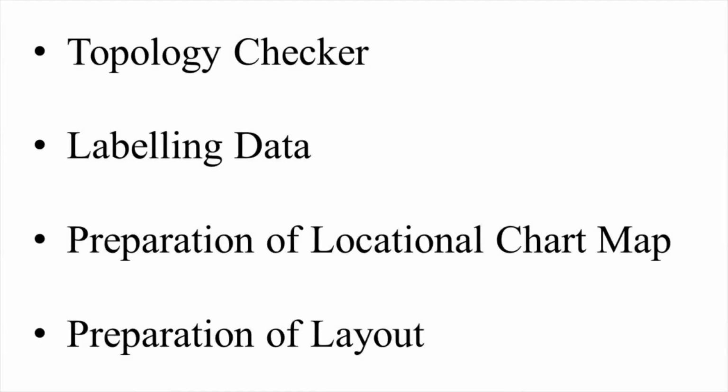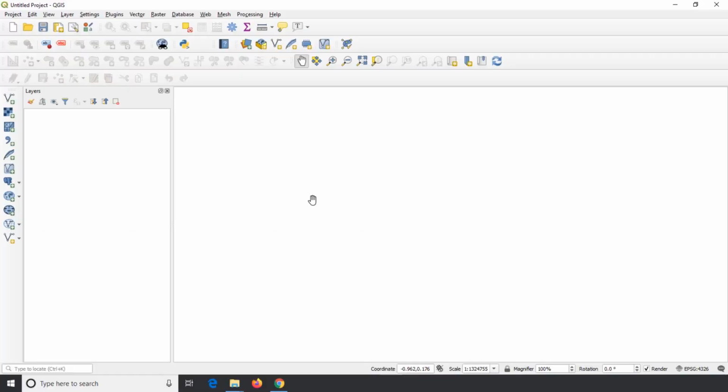In today's lecture, we are going to discuss topology checker, labeling data, preparation of location chart map, and preparation of layout. First, we will discuss topology checker. Topology checker is a tool in QGIS which identifies the relationship between features such as point, line, and polygon.